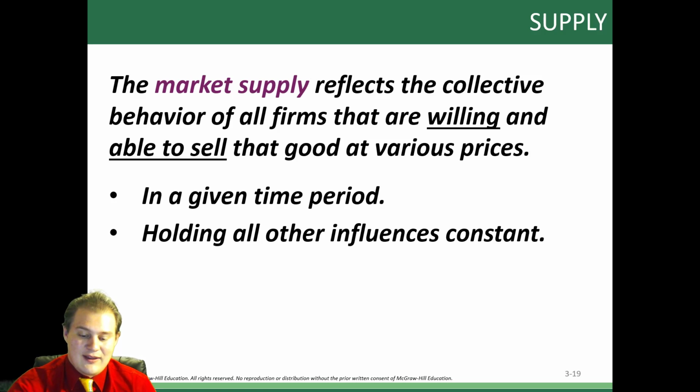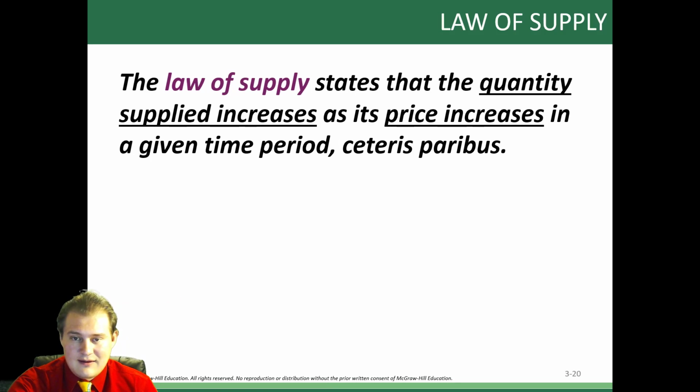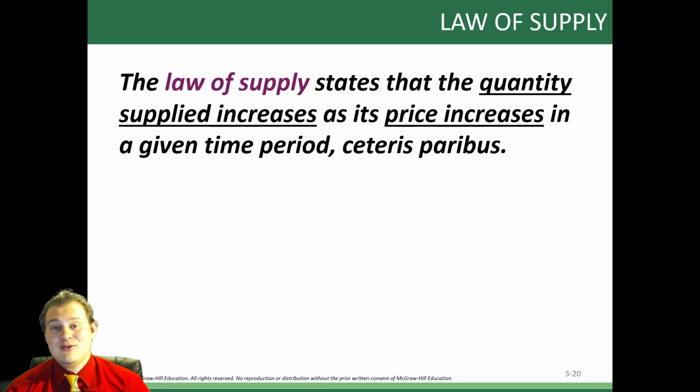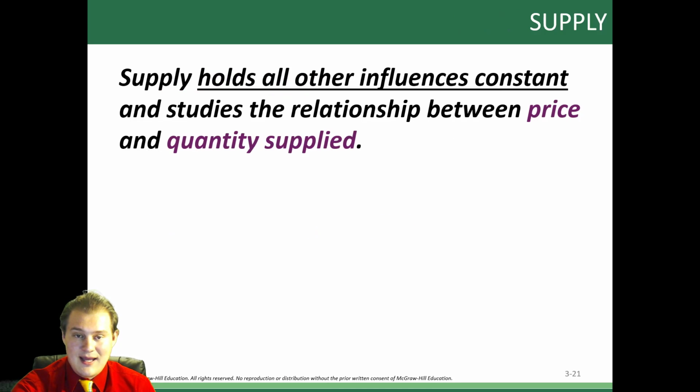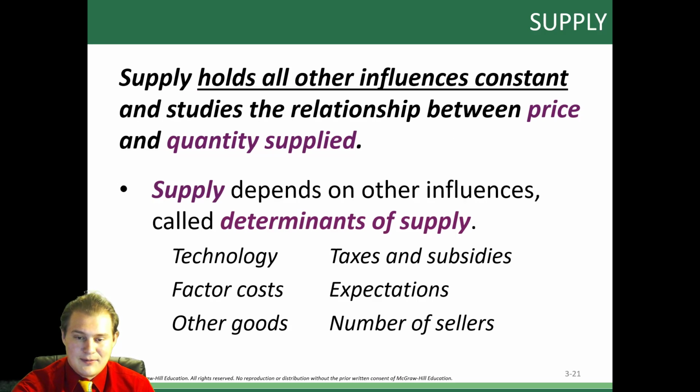And remember, we hold everything else constant. The thing about supply is that quantity supplied increases as its price increases. So if people are paying more, firms are willing to supply more. We're willing to do more to get more. It's a positive, direct relationship between price and quantity supplied. Supply holds all other influences constant and studies that relationship.